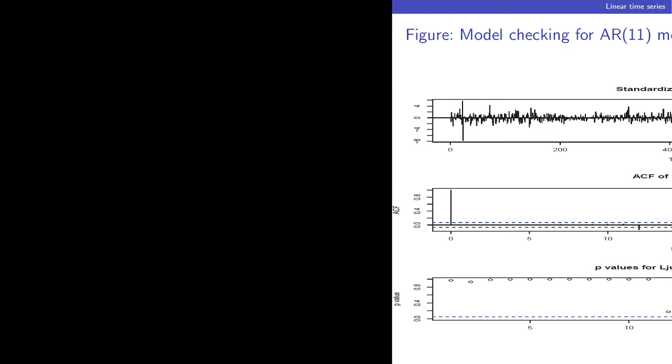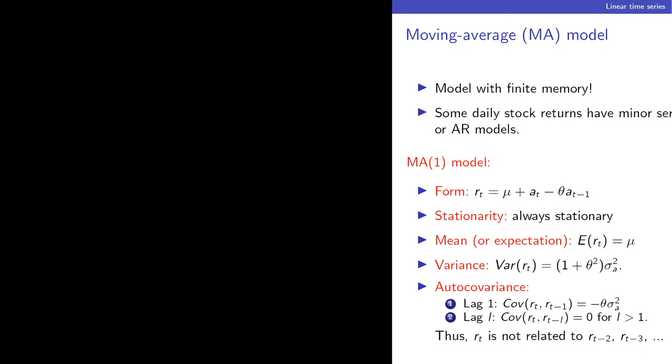Now we're finished with AR models. We're going to dedicate some words to moving average models. Moving average models are kind of complementary to AR models in a sense. And well, the main characteristic of this is that it has finite memory. If you go a certain number of steps behind, the model doesn't fit any data really. So we're going to start with the MA1 model.